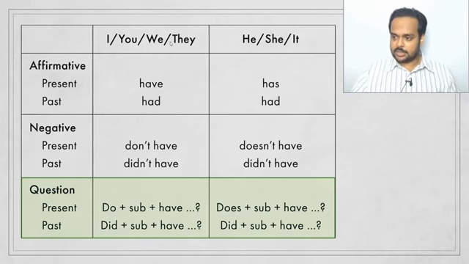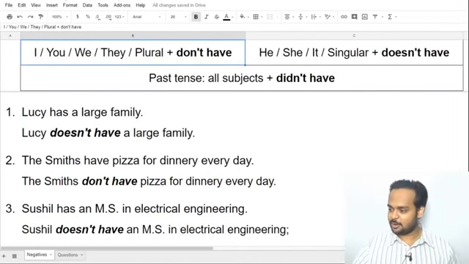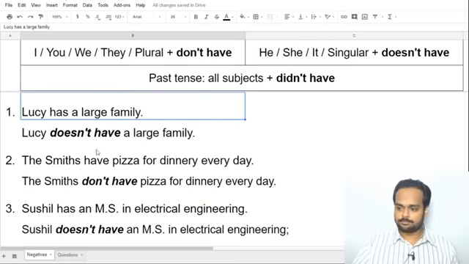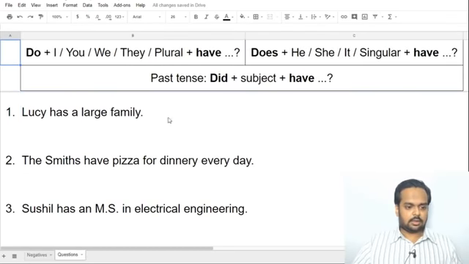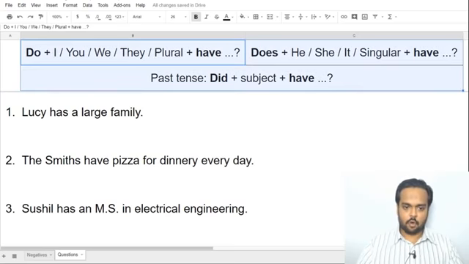So if the subject is I, you, we, or they, we put do first, then the subject, and then have, and then the rest of the sentence. If the subject is he, she, it, the do becomes does. That's all. In the past tense, we use did. So did plus the subject plus have. All right, with that, let's go back, and I'm back down here. Once again, you see the form right up here, if you want to refer to it.